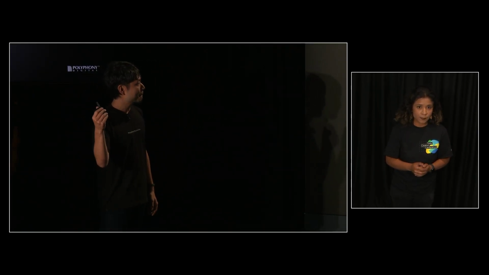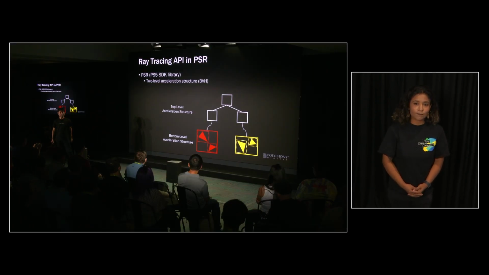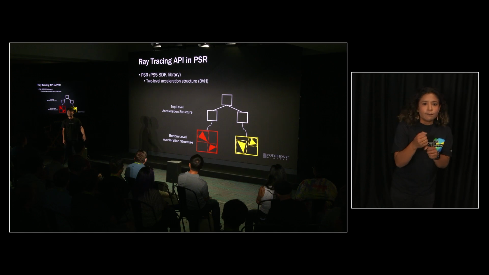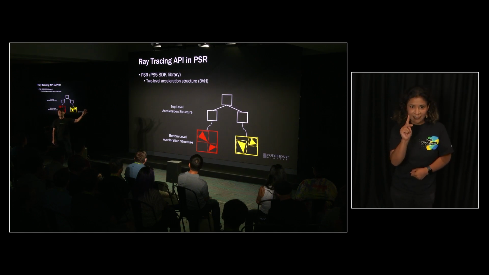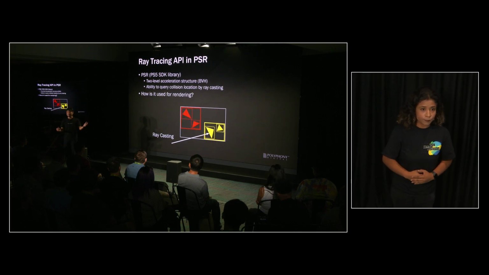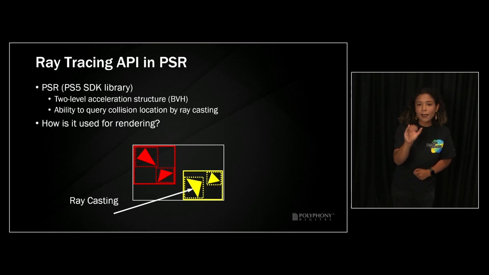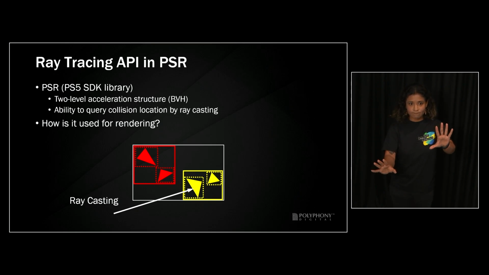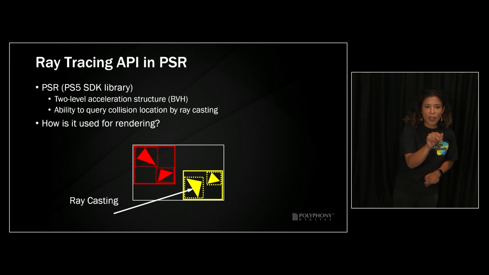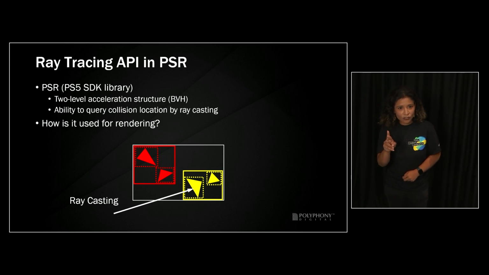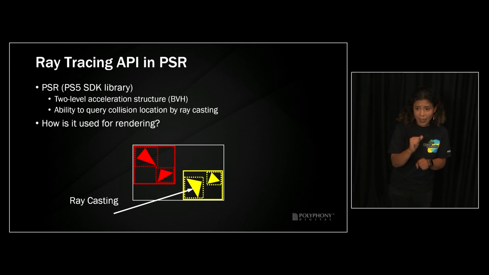Now, let's look at the actual implementation. I'll begin with a brief description of the ray tracing API in PSR. PSR has a ray tracing API that supports a two-level acceleration structure. It provides a simple ray casting API on GPUs, and it has almost the same functionality as ray tracing APIs such as DirectX. Then, how is it used for rendering?